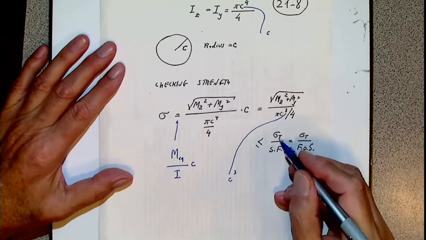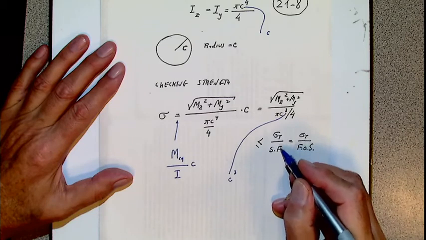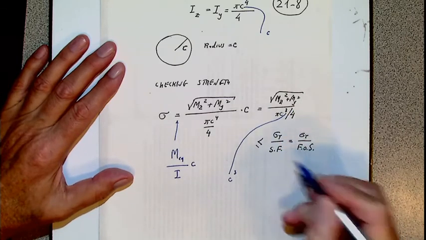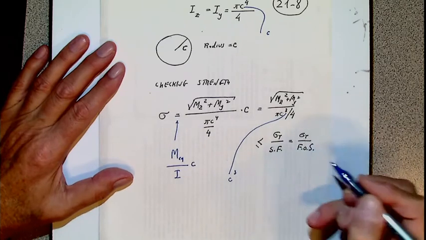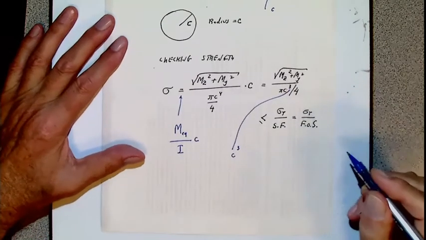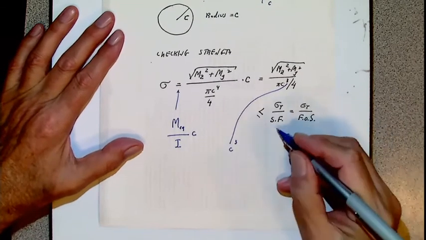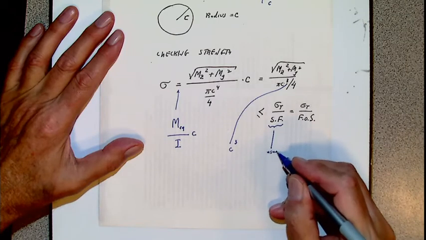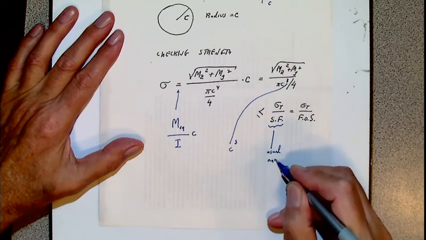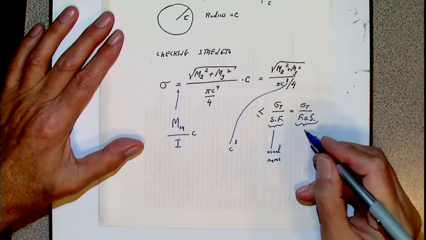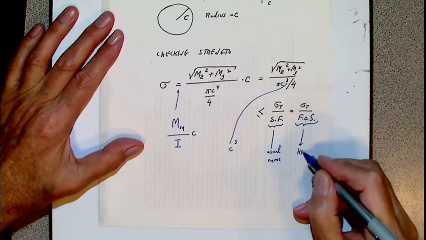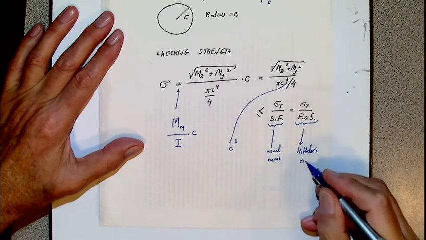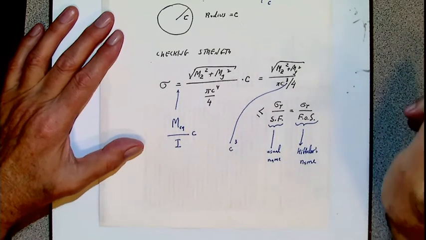Now, this is the main thing. This should be compared with sigma y divided by the safety factor. Oh, factor of safety. So usually, that is the usual name. And that is Hibbeler's name. Any questions?